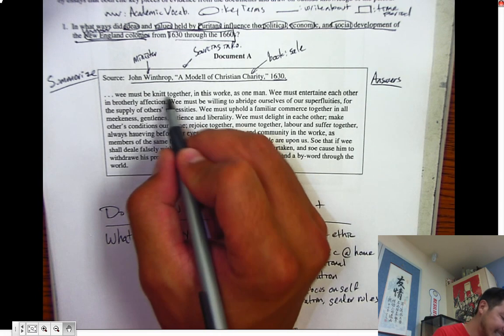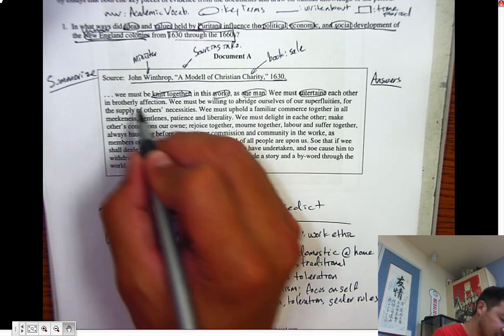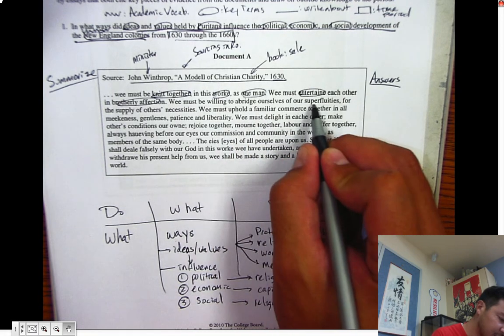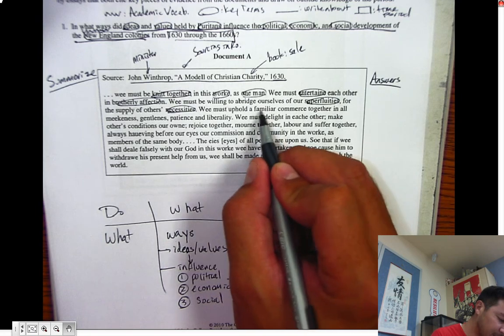So we must be knit together in this work as one man. We must entertain each other in brotherly affection. We must be willing to abridge ourselves of our superfluities, for the supply of others' necessities. We must uphold familiar commerce.